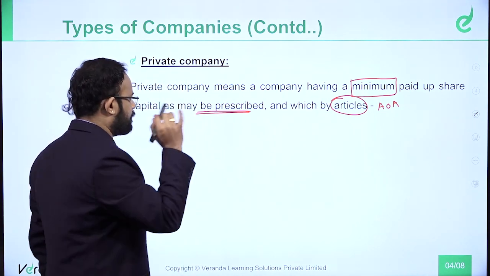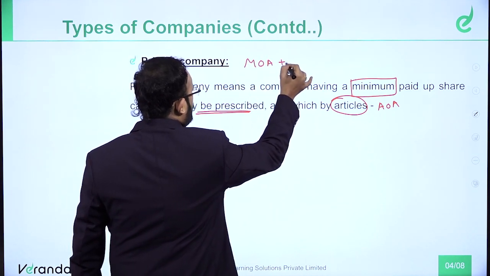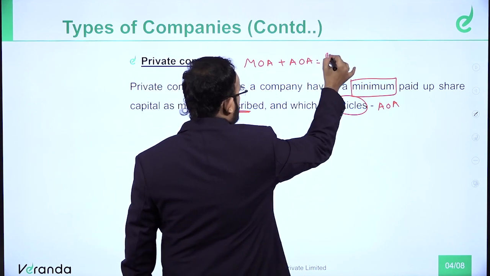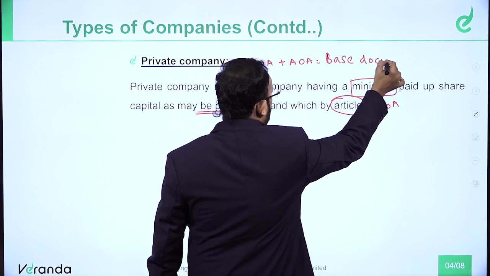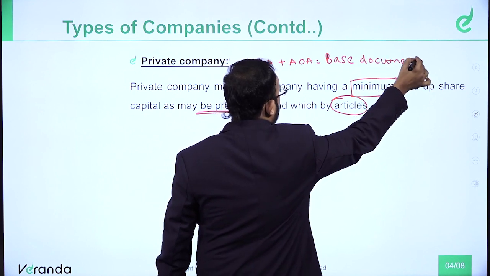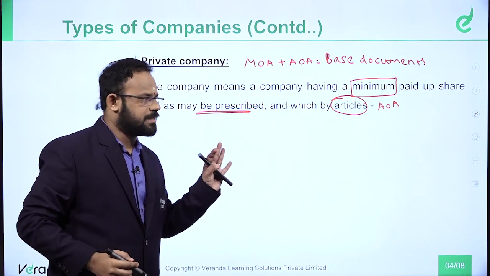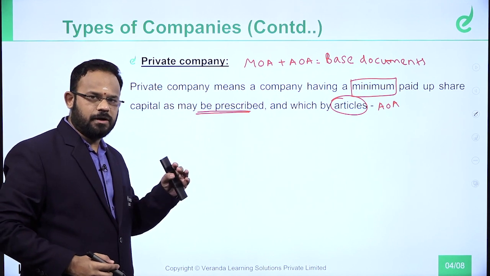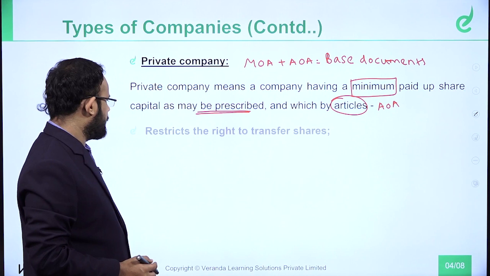Articles means articles of association. What are these MOA and AOA? They are called public documents, or you can say base documents of the company. So why am I writing this? So that when you go to chapter number 2, called incorporation, you will understand that it is already done. Now itself I am giving you an introduction for all this, so it is easy to cover when we go to the next chapter.